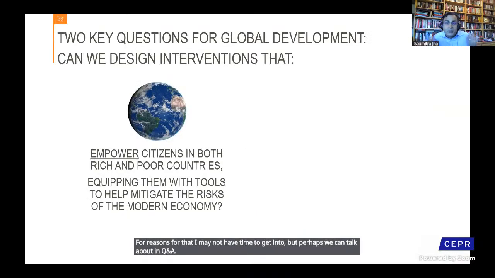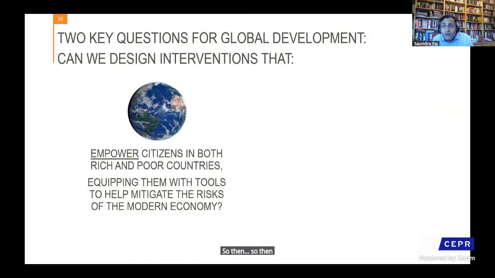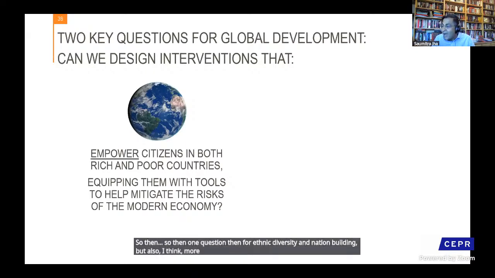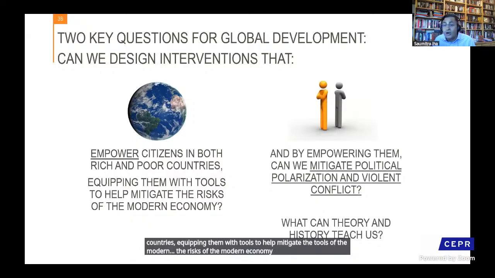So one question, for ethnic diversity and nation building, but also I think more generally, is how can we empower citizens in both rich and poor countries, equipping them with tools to help mitigate the risks of the modern economy? And by empowering them, can we mitigate some of these political polarization and conflict issues that emerge?